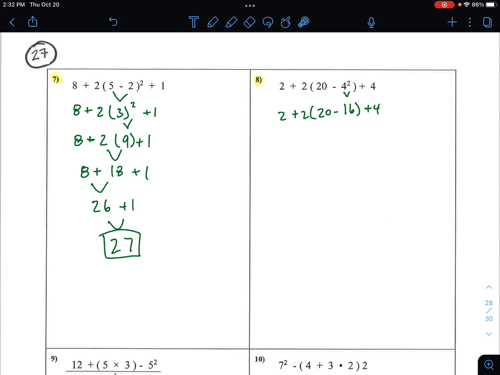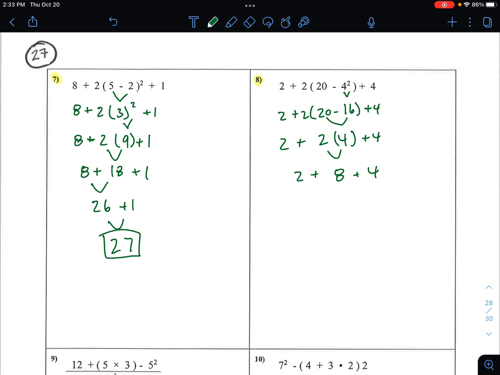All right, still deal with that parentheses. 20 minus 6 is 4. Bring down those parentheses, the 2, the plus, the 4, the plus, the 2. All right, I have addition and multiplication and addition again. 2 times 4 is 8. Bring down the plus, the 4, the plus, the 2.